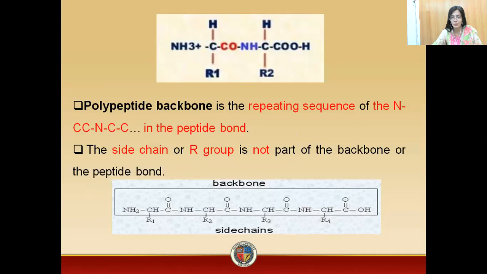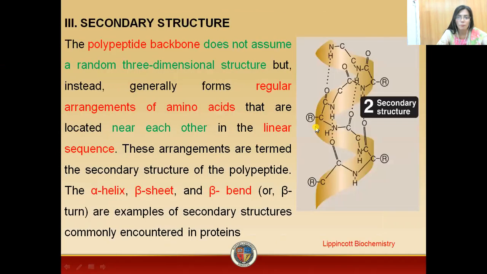So now we are clear that this repeating sequence of N, C, C, N, C, C is the polypeptide backbone. Then again, there is repetition of this backbone, and this repetition is what makes the polypeptide backbone. Now, these polypeptide backbones do not assume a random three-dimensional structure.